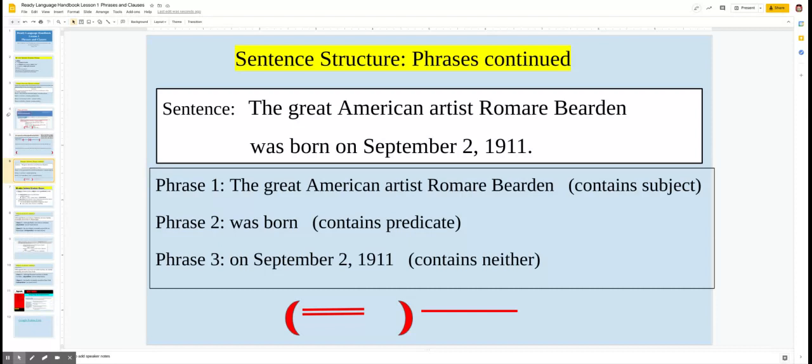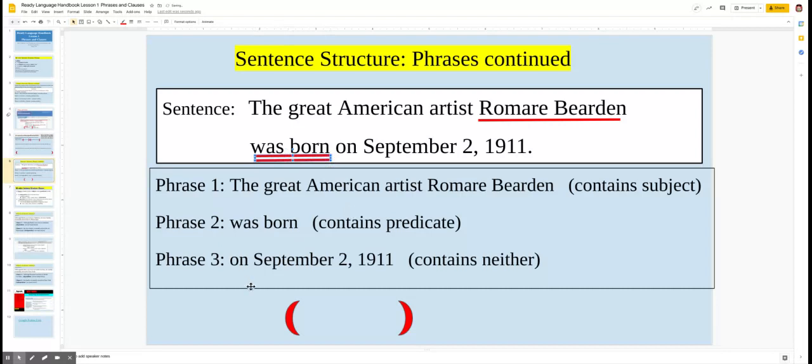So I want to see if you know where to put your stuff in this sentence. Once again, the great American artist Romare Bearden was born on September 2nd, 1911. Well, what is my subject again? That is right. It is Bearden. And I got to make that a little bit longer because it's too short. There we go. Then what was my verb? That is correct, guys. It was born. And I'm going to have to make that one a little bit longer.